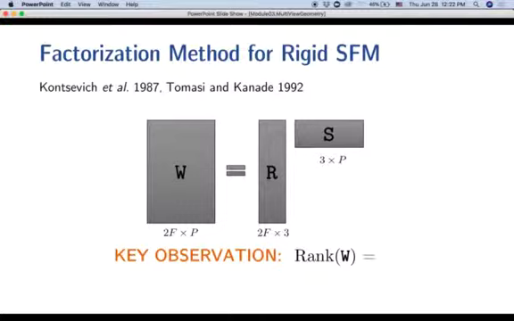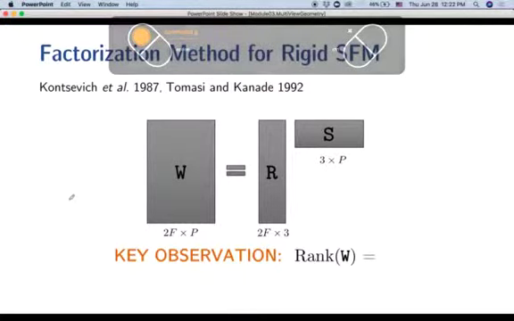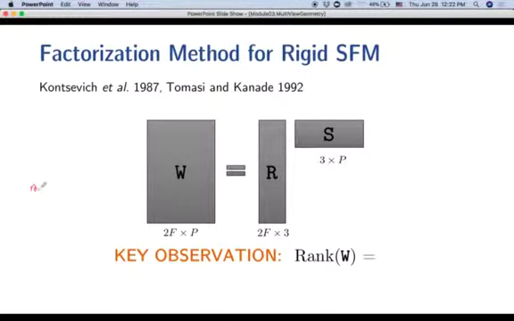Okay, so W is 2F by P. So the rank at max can be the min of the dimensions, 2F comma P, right? Because whatever is the minimum dimension, that's how many independent rows or columns at max you can have. So it's going to be no more than that.